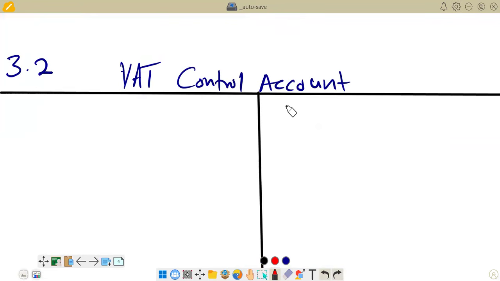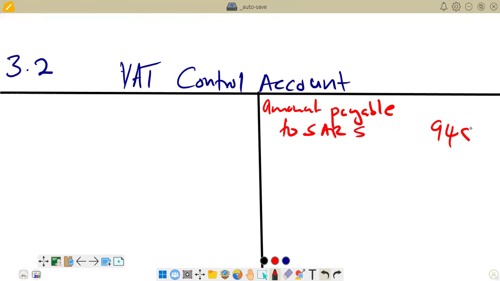So we can just say this is amount payable, amount payable to SARS. And the figure that we have is 9,450. And then we can go to the table now to try to see the components of that table and adjust them there.